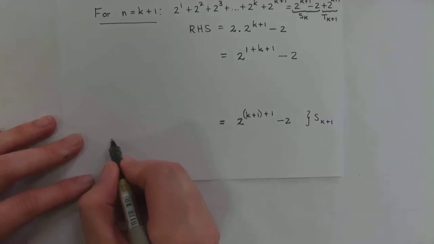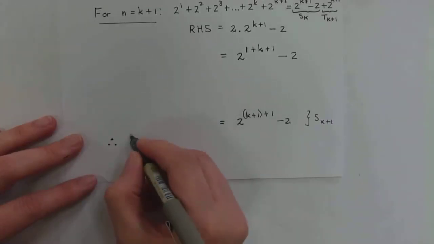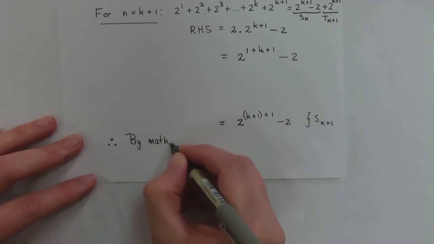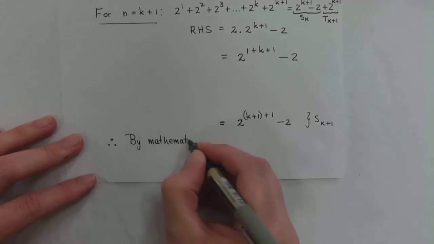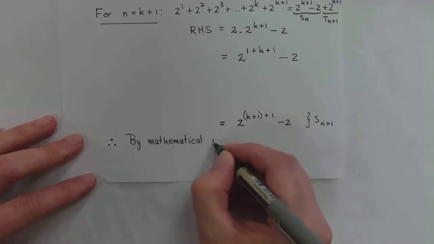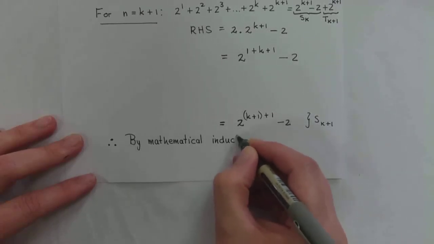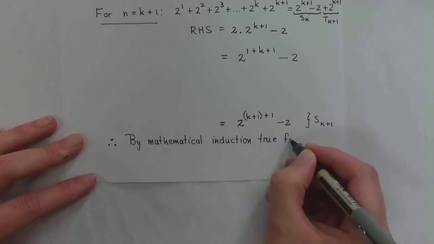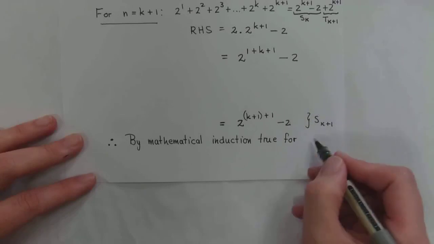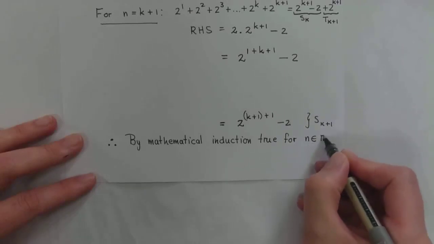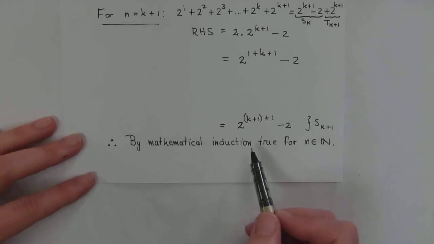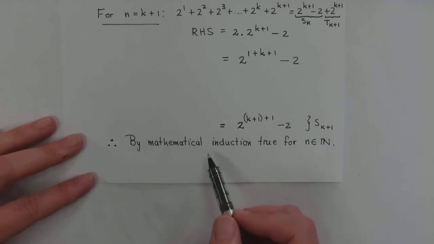So now I can write my conclusion, which I can say, therefore, by the process of mathematical induction, true for n an element of the natural numbers. And that's the shortest way you could write it. You can then just say, by mathematical induction, true for n an element of the natural numbers. But please, people, they give you 2 marks for this conclusion.